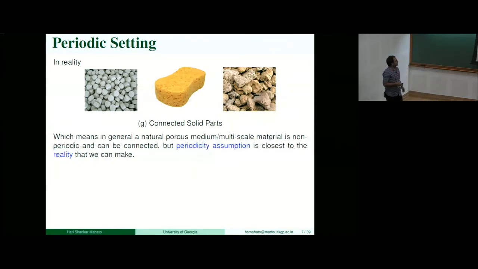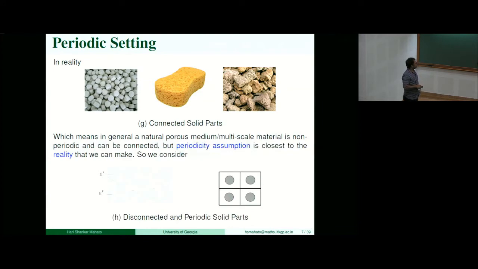So in general, a natural porous medium is non-periodic, and it can have connected solid parts. However, for us to do the homogenization, a very natural assumption is to assume that the given porous medium is periodic. This is the most realistic assumption that you can make on your porous medium in order to perform the periodic homogenization. So from here onwards, we assume that, first of all, the solid parts will be disconnected from one another, and at the same time, they will be periodically distributed all over your medium. So these are all periodic settings before we can actually jump into the problem.